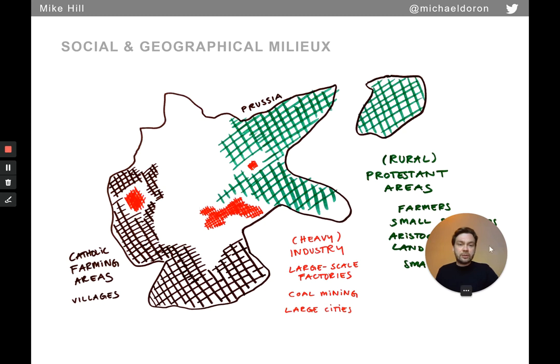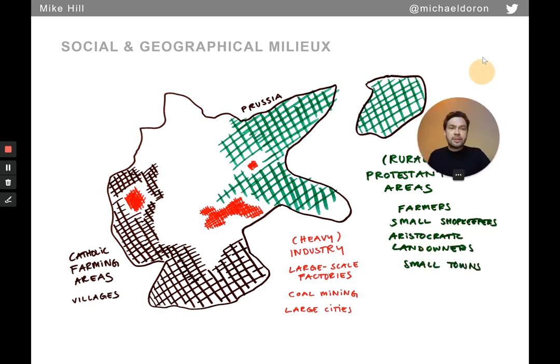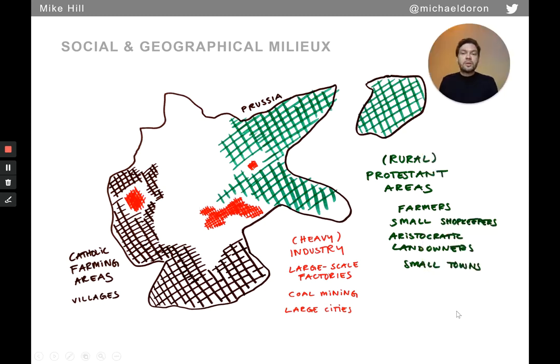So I kind of sat down and thought about, if I look at a map of Germany at the time, what do I think will be helpful for them to know? So I identified these kind of three larger areas. So I want my students to understand that there were areas of heavy industry, such as the Ruhr or Thuringia, and they were characterized by large-scale factories, coal mining, and large cities.